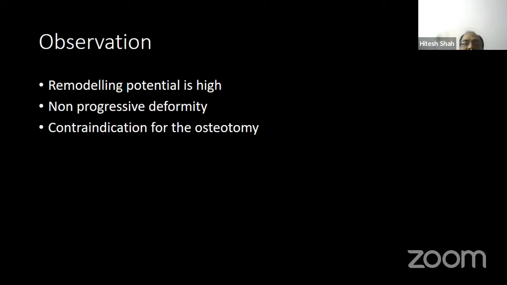What should we do for observation? When we talk about observation, whenever the remodeling potential is high, when there is a non-progressive deformity, and there is a contraindication to correcting the deformity.